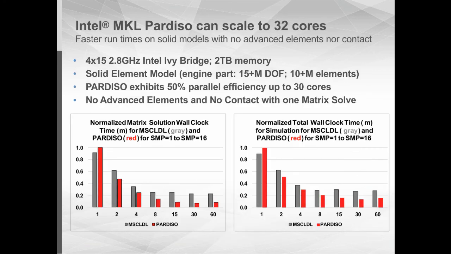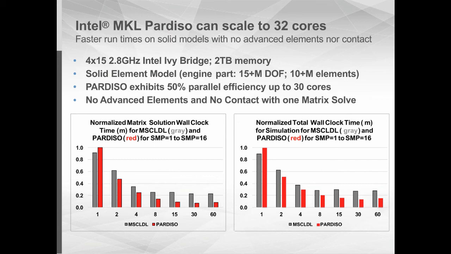In the final example of performance, we show Pardiso performance for a model that is essentially a linear statics job or Solution 101. As the fourth bullet point shows, there are no advanced elements and no contact, and it's just essentially one matrix solve. This is a machine with 60 cores and 2 terabytes of memory. It's a very large machine that we had a customer work with us on these numbers for. Again, it's a solid element model, and it's an engine part. Over 15 million degrees of freedom and over 10 million elements.